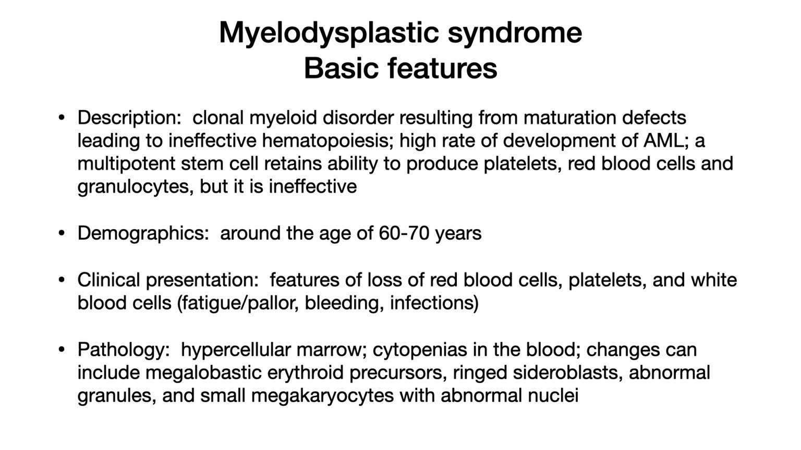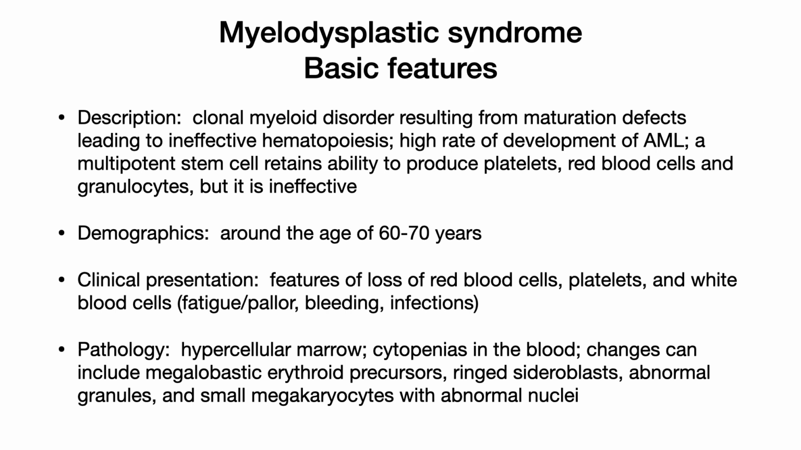Okay, so myelodysplastic syndrome. Basically, it's kind of like the precursor to, in a way. It's almost like dysplasia, but not quite. That's kind of my way of looking at it. It's a clonal myeloid disorder. It results from maturation defects, and that leads to ineffective hematopoiesis, where the cells don't mature correctly, and so you're not able to form the final elements. And then it has a high rate of development of AML. So like when you talk about dysplasia with carcinoma in situ or anything like that, this is one that is not necessarily neoplastic in and of itself, but can easily and quickly develop into an actual leukemia.